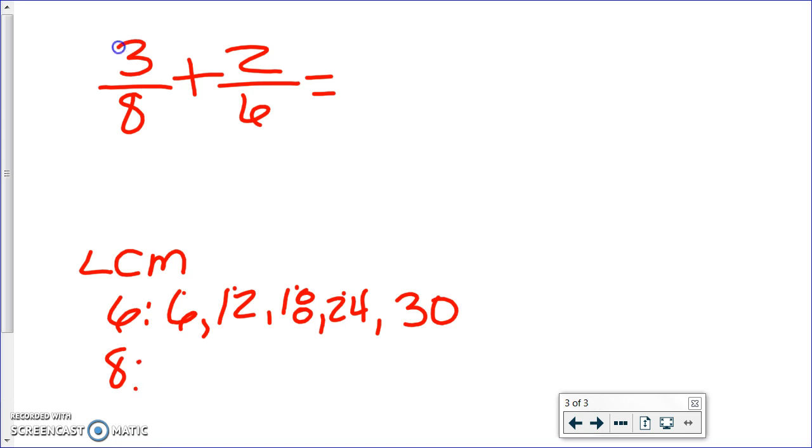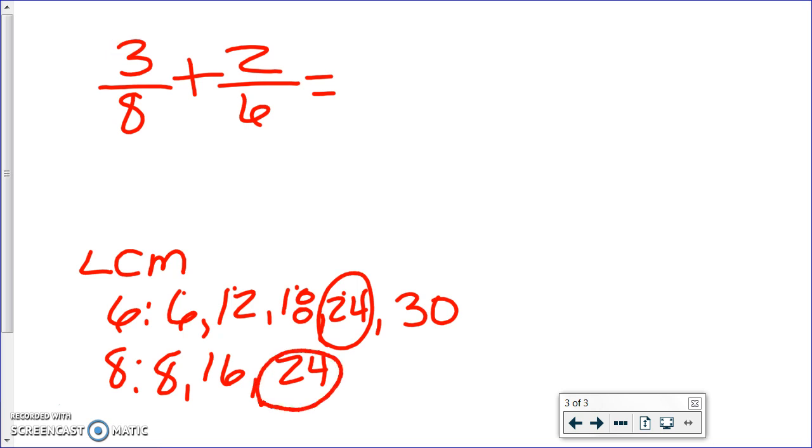If I do the same thing with 8, 8 times 1 is 8. 8 times 2 is 16. 8 times 3 is 24. Oh, and I can stop right there because I just noticed I have a 24 as a multiple of 6, and I have 24 as a multiple of 8. And that is the smallest multiple between 8 and 6.